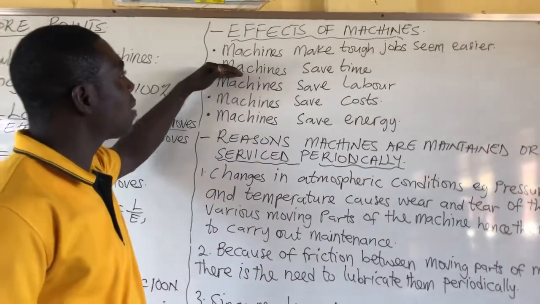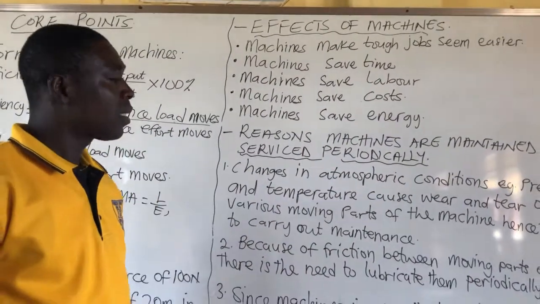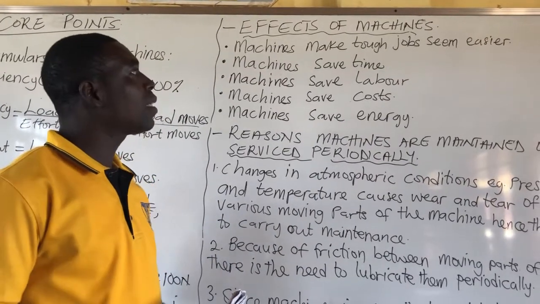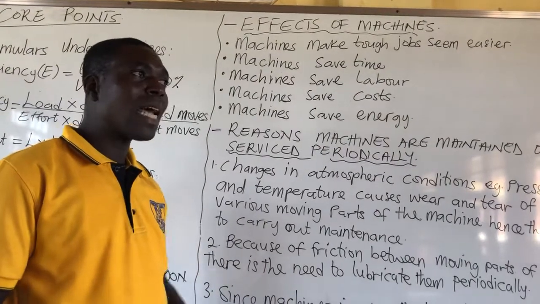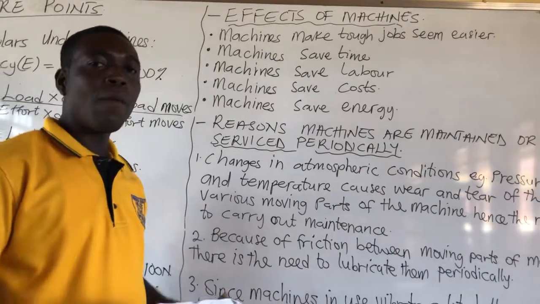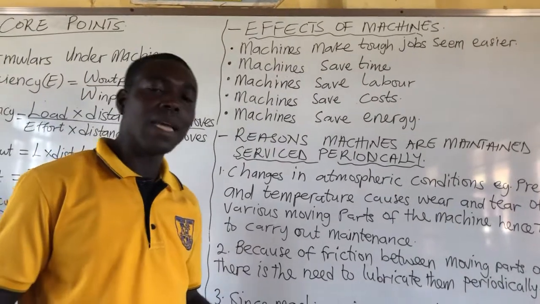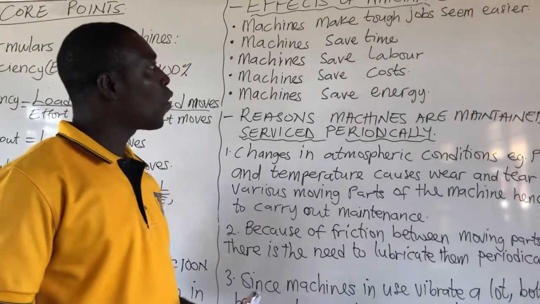And two, machines save time as well. If you are using machines such as a washing machine to wash your clothes, you just pack everything inside with your water and with your soap, turn on your machine, and within a few minutes or hours, your clothes can be ready for you.